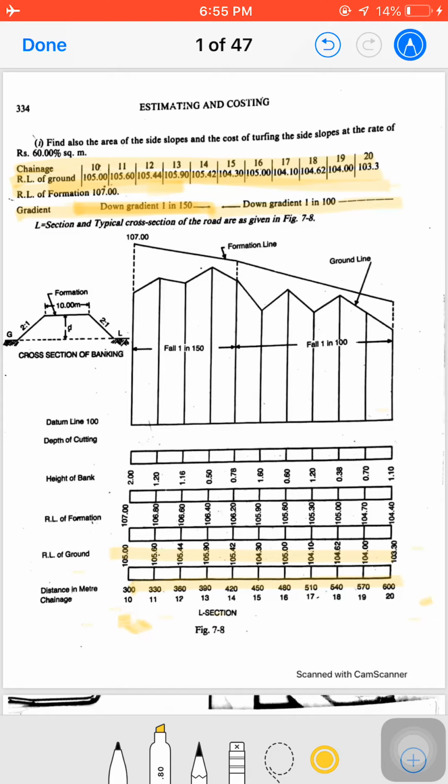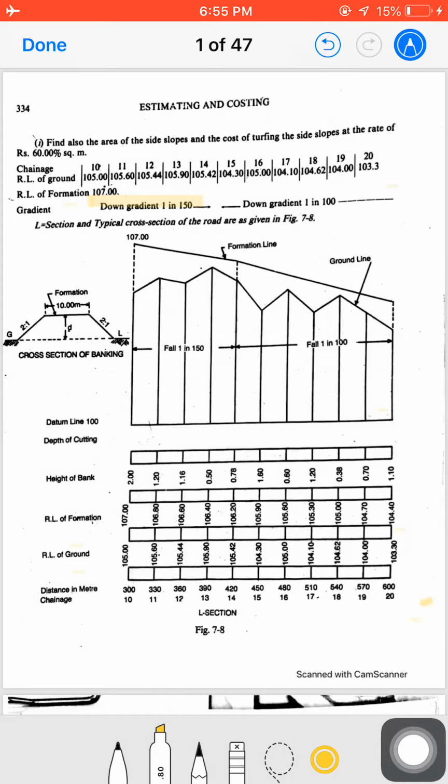Here approximately they have taken for each chainage 1 centimeter, or you can say 1 centimeter is 30 meters. You can take any suitable scale to draw this longitudinal section approximately. Then comes the RL of formation. They have given that the downward gradient is 1 in 150 up till 14th chainage.